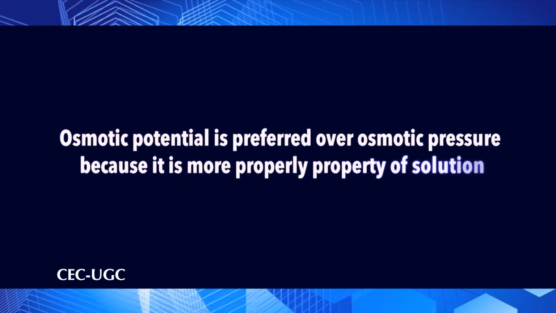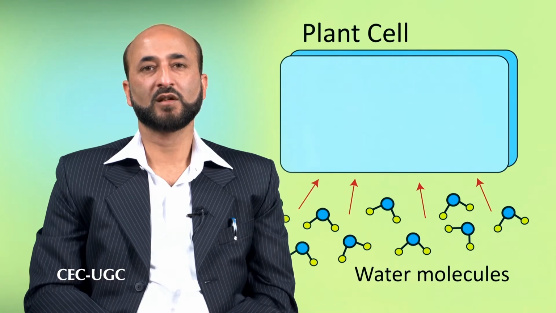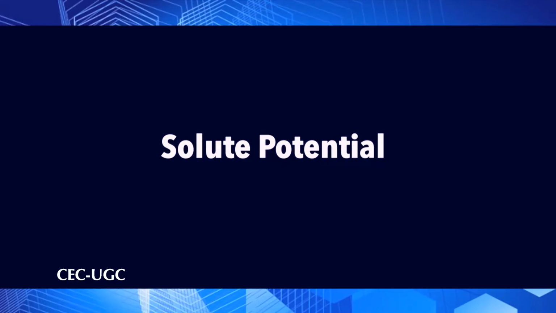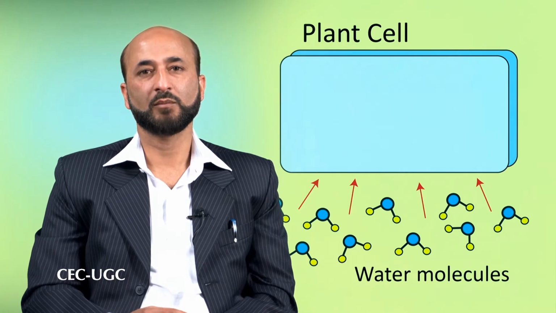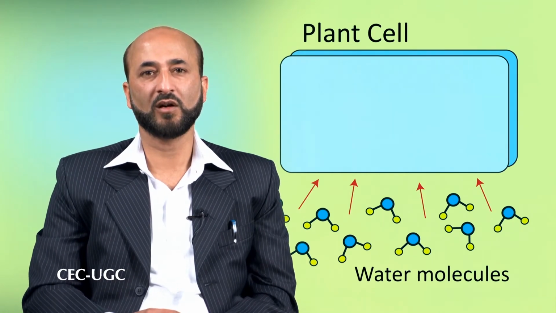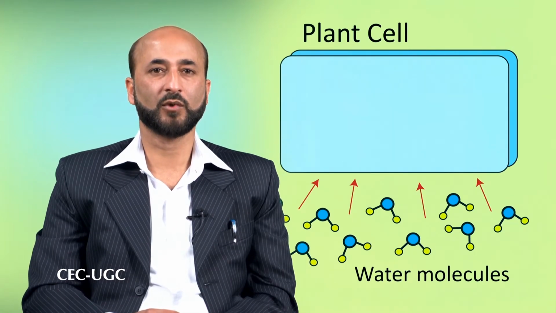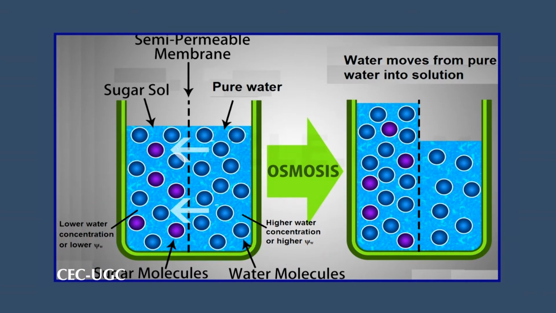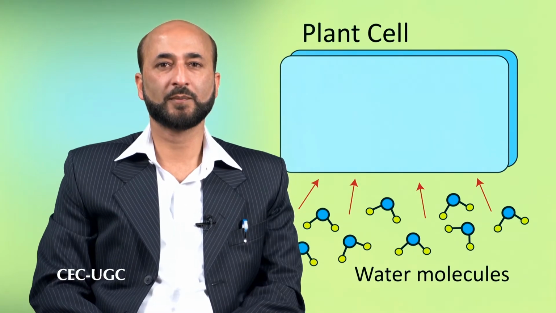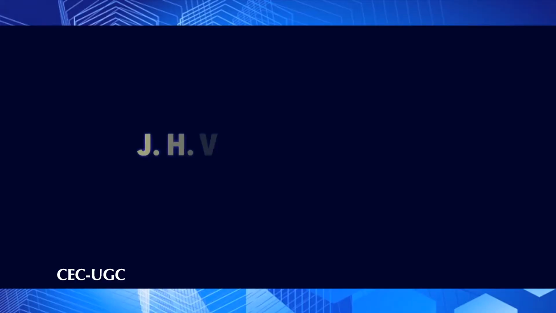The term osmotic potential or solute potential is preferred over osmotic pressure because it is more properly a property of the solution. Osmotic potential is also called solute potential, hence designated as psi s, because it represents the effect of dissolved solutes on water potential. Solutes reduce the free energy of water by diluting the water. Osmotic potential depends on the total number of solute particles in the solution, but is independent of the specific nature of the solute.